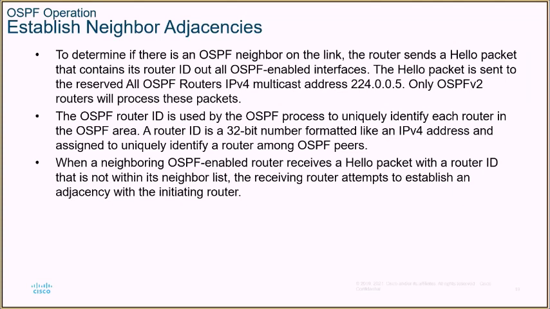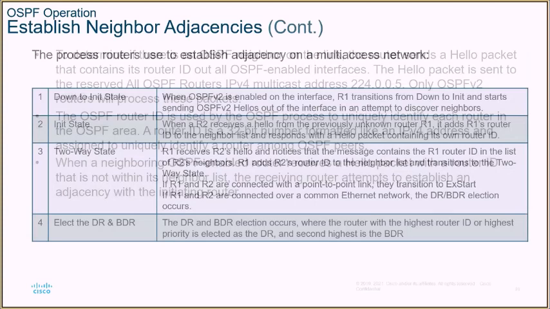The OSPF router ID is used by the OSPF process to uniquely identify each router in the OSPF area. A router ID is a 32-bit number formatted like an IPv4 address and is assigned to uniquely identify a router amongst OSPF peers. When a neighboring OSPF-enabled router receives a hello packet with a router ID that is not within its neighbor list, the receiving router attempts to establish an adjacency with the initiating router.